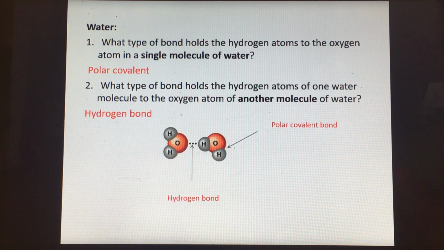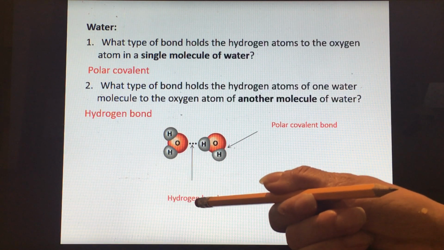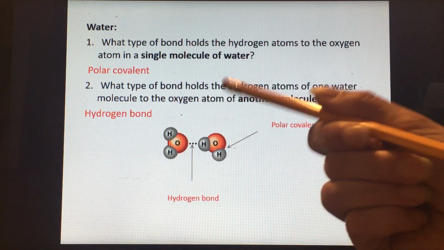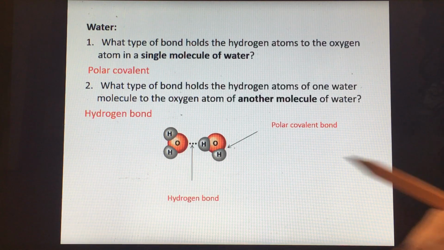Chemistry teachers will be quick to tell you that this isn't really technically a bond, it's really an attraction. So just remember that when you get to chemistry next year.